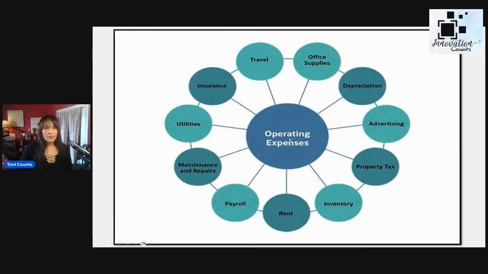Here are some other examples of operating expenses. You'll have some travel involved, your maintenance and repairs, advertising, depreciation. All of these are great examples of operating expenses.